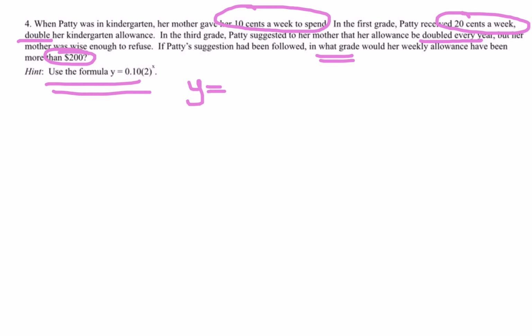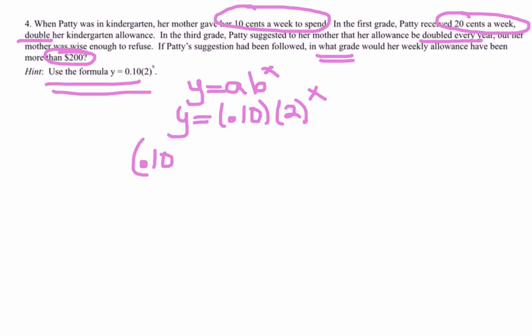You're growing money, so you should have realized ab^x was the formula being used. A is your initial. She started out with 10 cents, 0.10. And b is your growth or decay factor, and it's going to be 2 in this case because you're doubling your money. Anyways, it says more than $200. That means you're going to set 0.10(2^x) greater than $200.